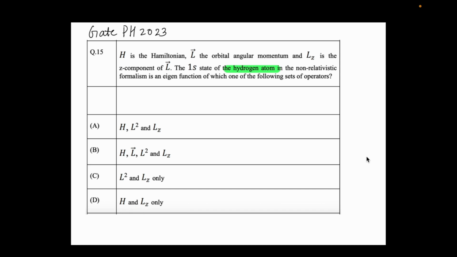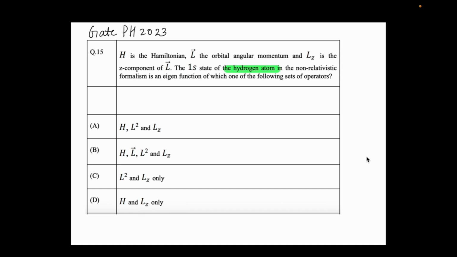There are so many operators given in the question. There is H, the Hamiltonian, there is L, which is the orbital angular momentum, there is Lz, which is the Z component of it. In the options you are asked, if you have one state of the hydrogen atom, then it is an eigenfunction of which set of operators. Okay, so this is a very tricky question.